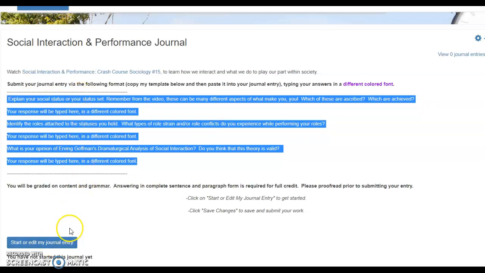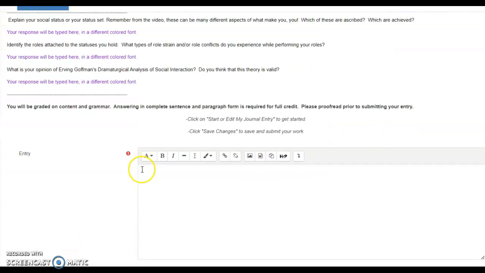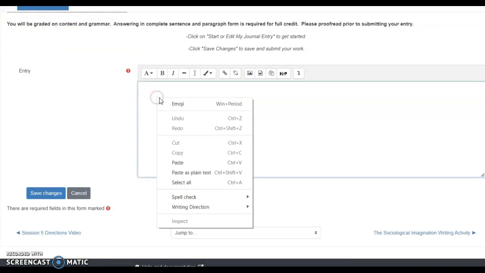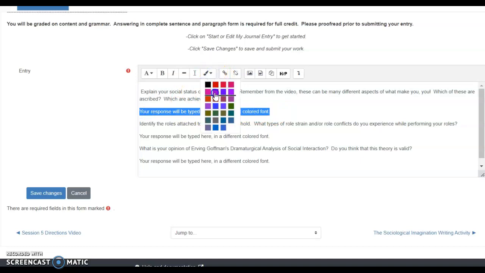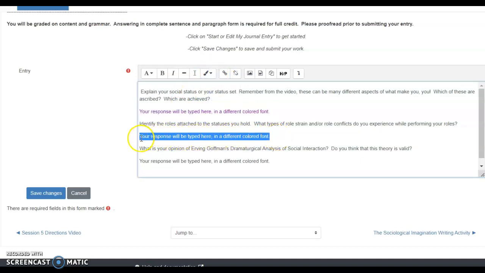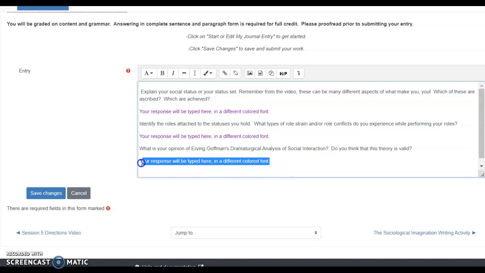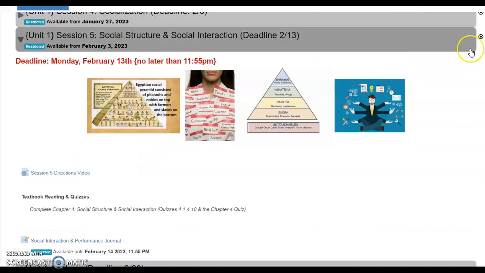So we're going to copy everything that's in between the dotted lines. Click on the Start or Edit My Journal entry button. That brings us to our entry box. We are going to paste into there so our formatting is correct. And then once we type in our college level paragraph, we are going to change our entry to a different color font. That way our eyes can easily see that we have provided enough content and detail into our journal assignments. When we are done with that, we're going to click this blue Save Changes button, and that will submit it to Ms. Guy so she can grade it. And that is going to be the conclusion of your session 5.